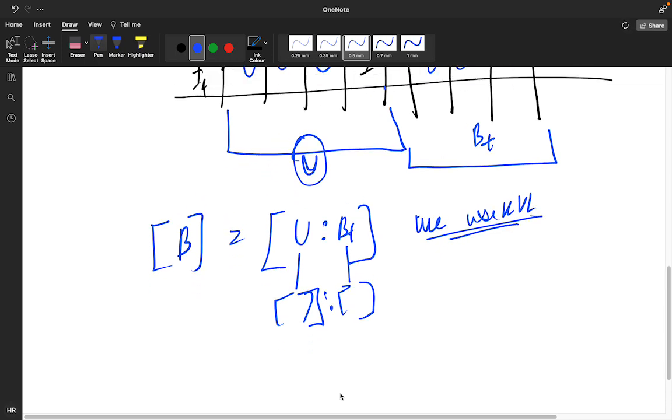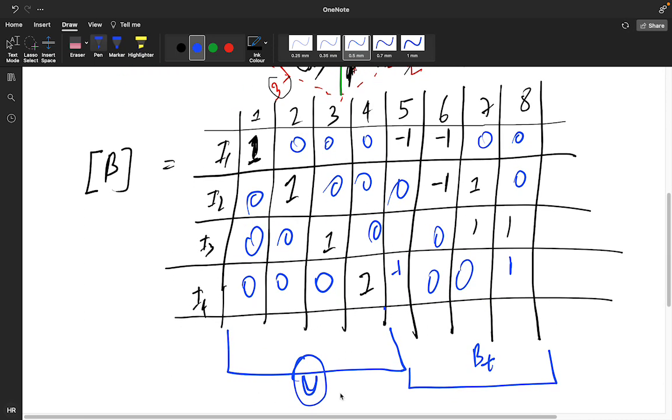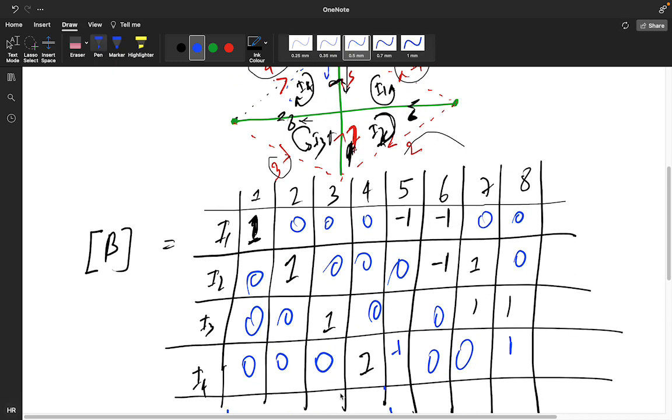I think you understood this concept, meaning how to find the tieset matrix. Prasanna, have you understood how we are getting the tieset matrix, or any confusion?